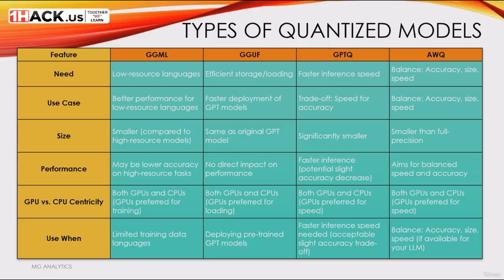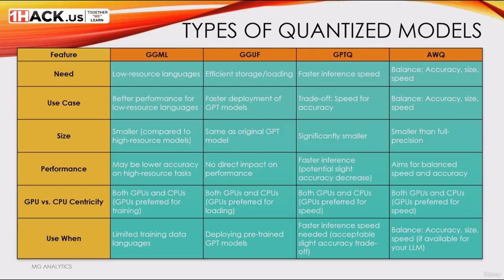So the accuracy will basically decrease a little bit in case of GPTQ, but it will have a faster inference speed. So if you want to have a model which basically gives response very quickly, then you will go with GPTQ, because both of the other ones are quite slow in comparison to GPTQ. And in case of AWQ, again, it is fast.